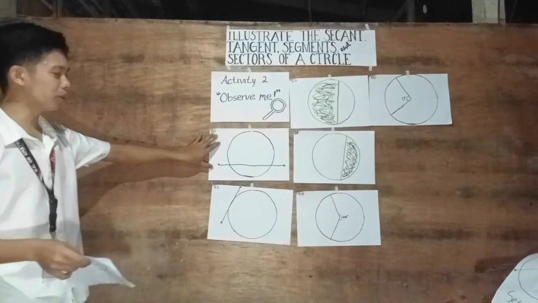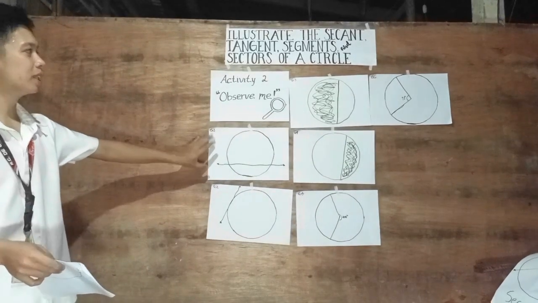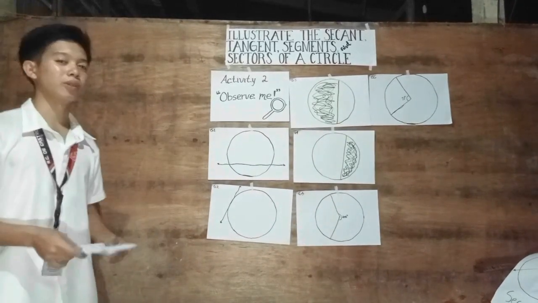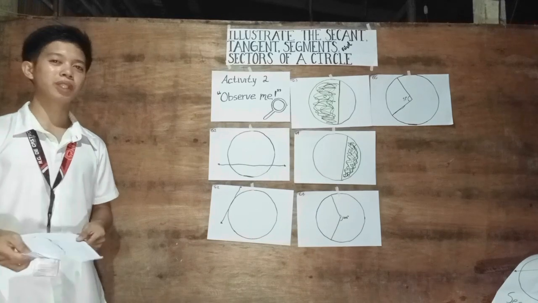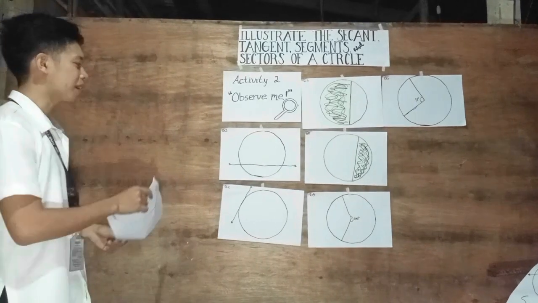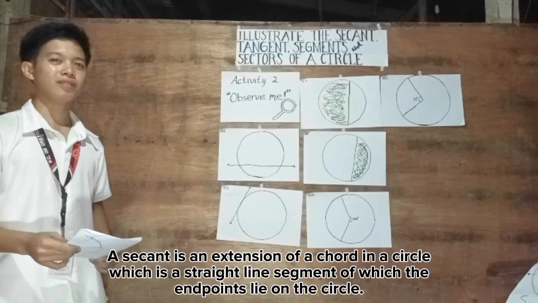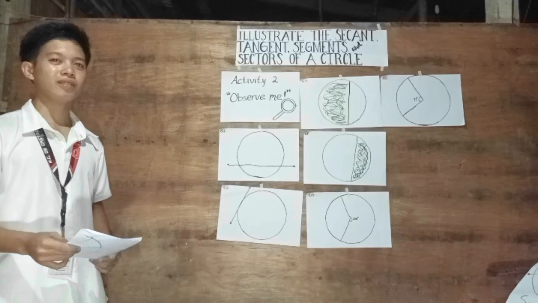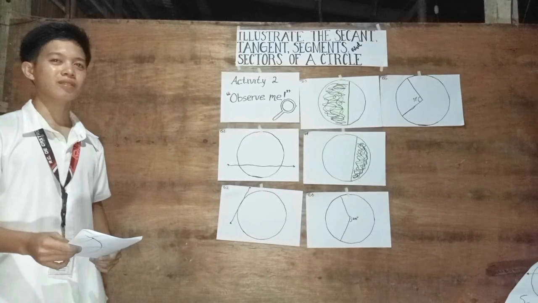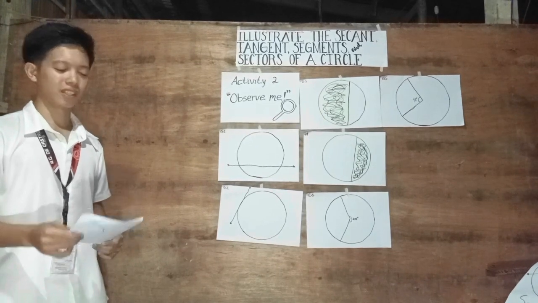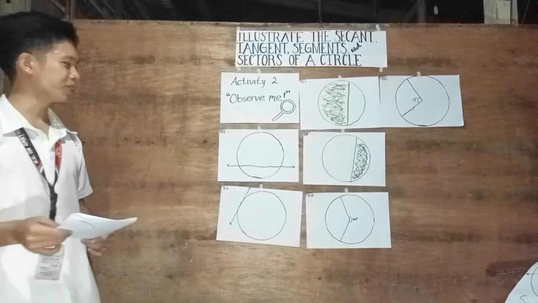For group number 1, this is an example of secant of a circle. Based on your group observation, how will you define secant? A secant is an extension of a chord in a circle, which is a straight line segment of which the endpoints lie on the circle. Okay, that's good. Tama po yun.